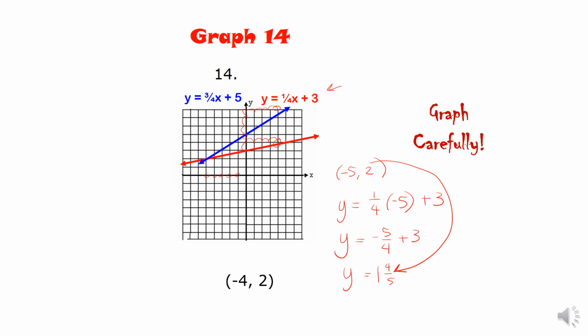So you want to make sure, for the correct solution, that you graph carefully. If I had graphed more carefully, it would have crossed at this point, which is (-4, 2). So that's a big difference. It meant that this line had to be going up a little bit, and so did this one. So make sure you graph carefully.